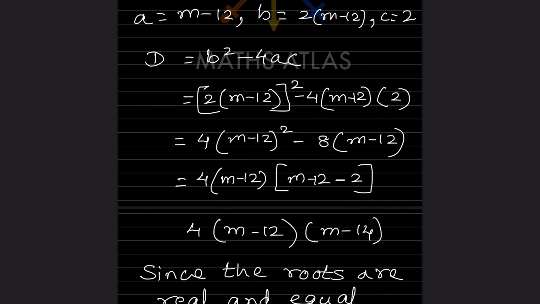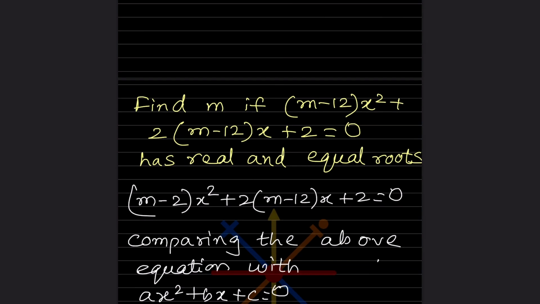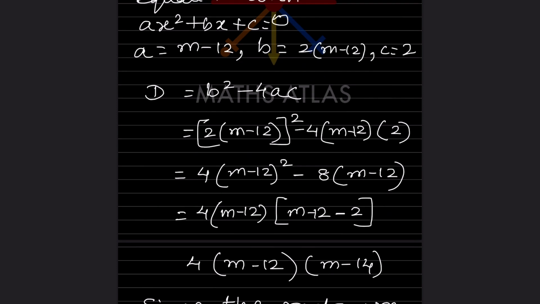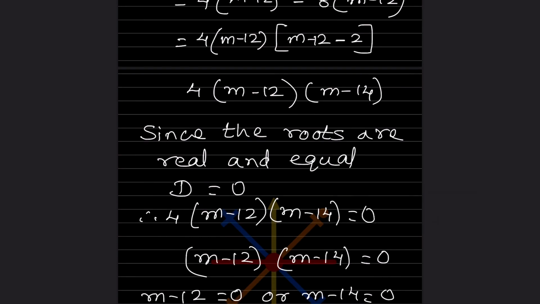So here what you can write? This 4 is as it is. This is (m minus 2). And this will be minus 2 minus 2. That is going to be m minus 4. So here, since they have given that the roots are real and equal, what we can write here? For real and equal roots, the discriminant is 0. That is D is 0. So what we can write here? This whole part, this is 0.